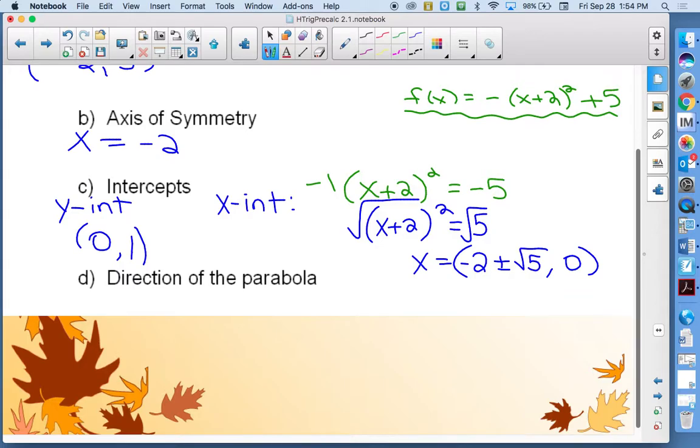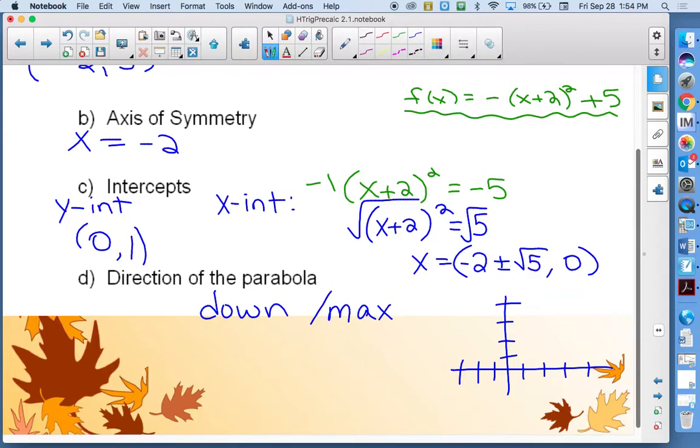The last question underneath says, what's the direction of the parabola? A Monday morning parabola. This one goes down, creates a frown. It's a maximum graph. So you will be asked to finish graphing these for your homework.